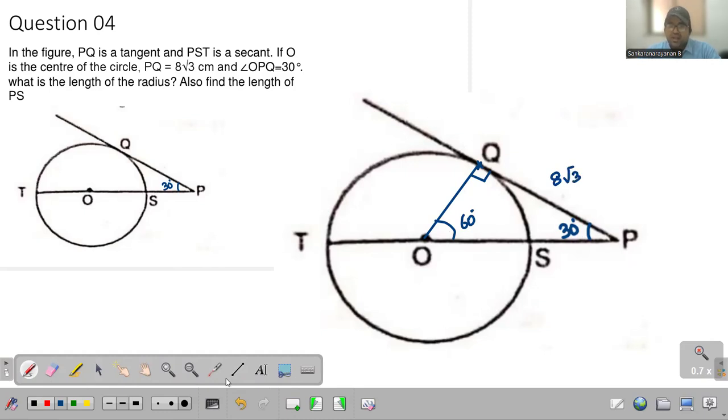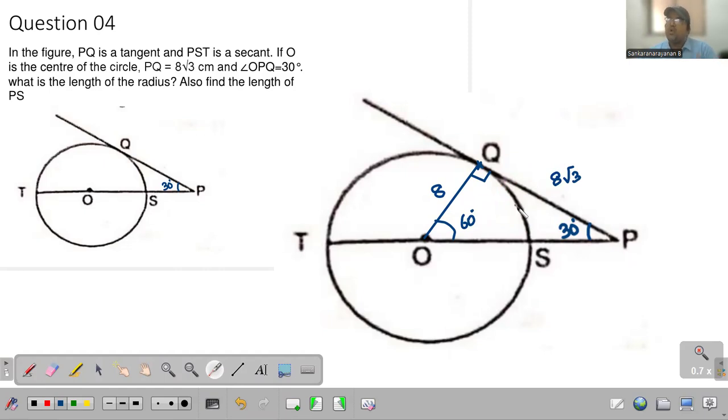Now recall, you can even go by trigonometric ratio or the method I have taught you. Whatever comes opposite to 30, that value into root 3 will come opposite to 60. So that helps me to quickly arrive at OQ being 8 units, because opposite to 30, if it is 8, opposite to 60, it has to be 8 root 3.